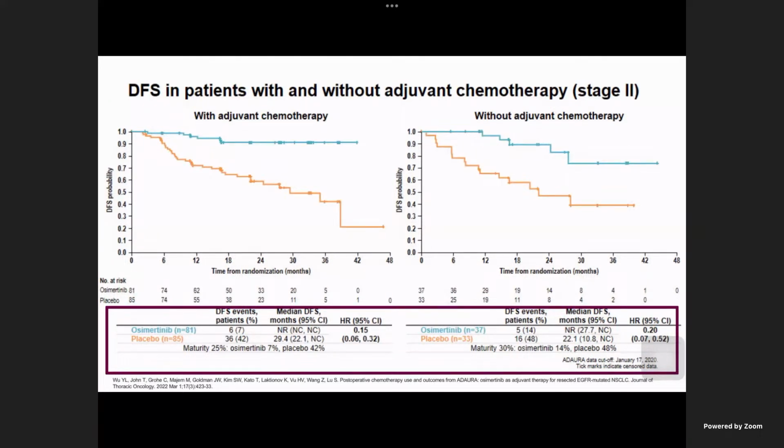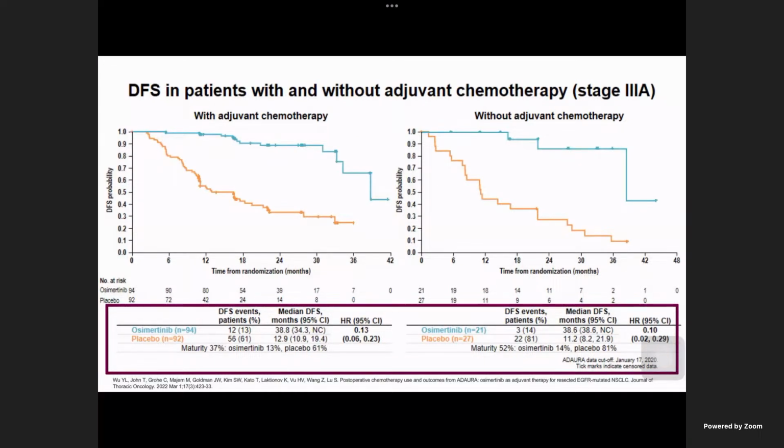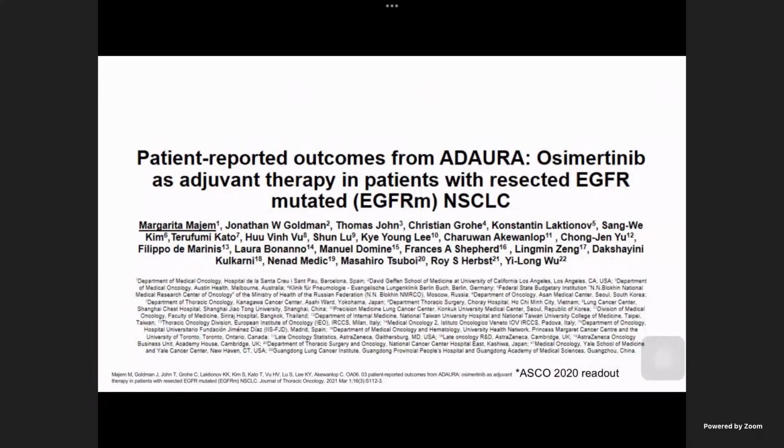So again, the benefit was there in stage 2, but as the stage moved, the curves became wider apart, meaning the benefit was much more as the stage has advanced. So the benefit was there across the patients, whether they had received the chemotherapy or not.